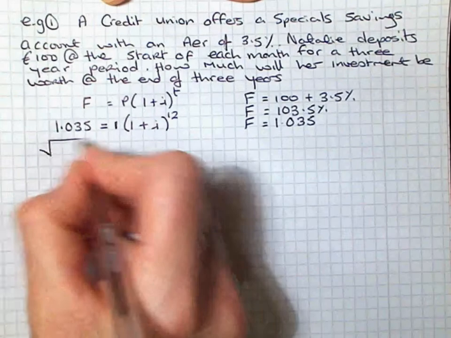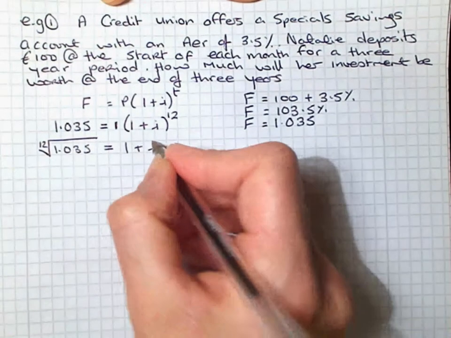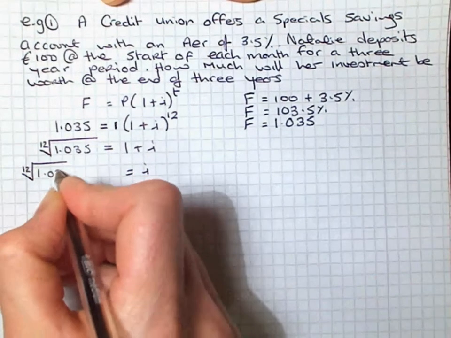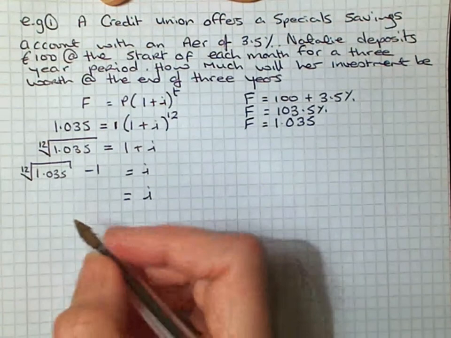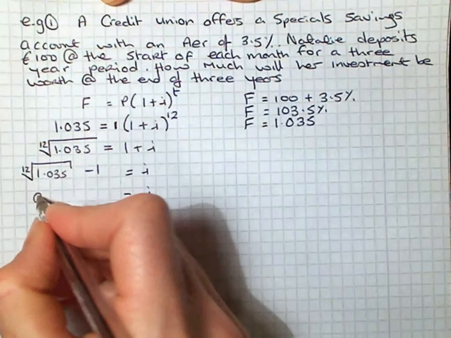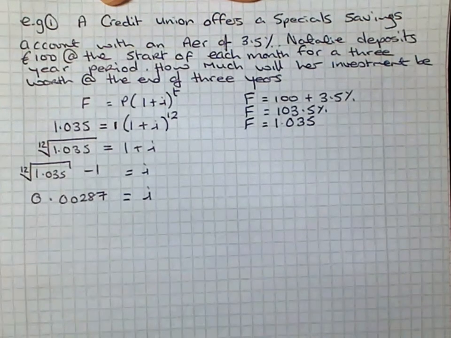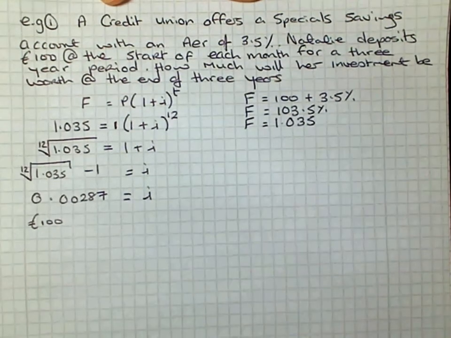So we get the 12th root of 1.035, and that's 1 plus I, and I is equal to the 12th root of 1.035 minus 1. So I is equal to 0.00287. Now the next thing is that Natalie is making these €100 deposits at the start of the month.